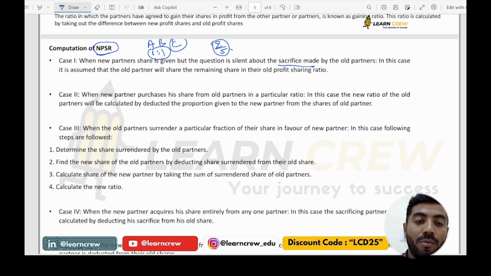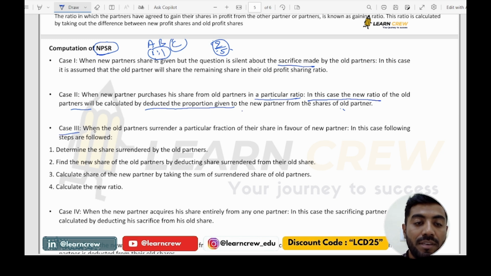Then coming to case 2. When the new partner purchases his share from old partners in a particular ratio. So partner C is paying some amount to purchase the shares in a particular ratio. Whatever the ratio is given in the question, in that particular ratio he will be purchasing. So whatever he purchases will be the new share, and the ratio in which they're sacrificing will be the sacrificing ratio. So we will be able to find the new profit sharing ratio. In this case, the new ratio of the old partners will be calculated by deducting the portion given to the new partner from the shares of the old partners.